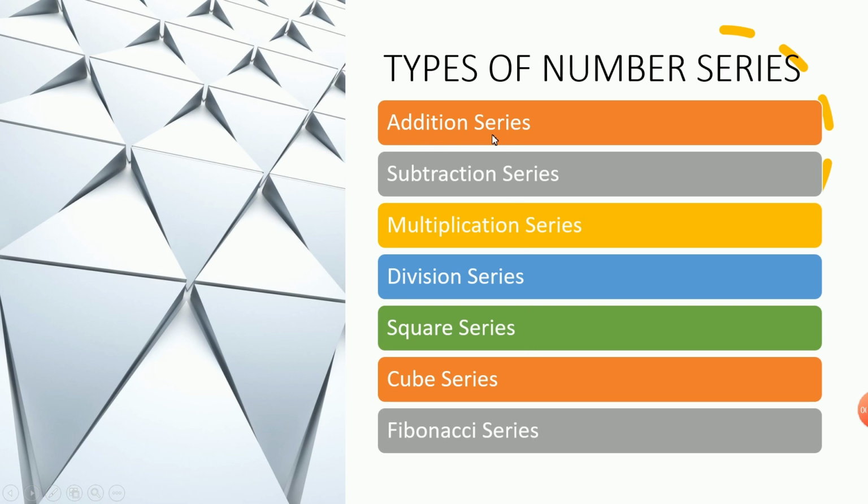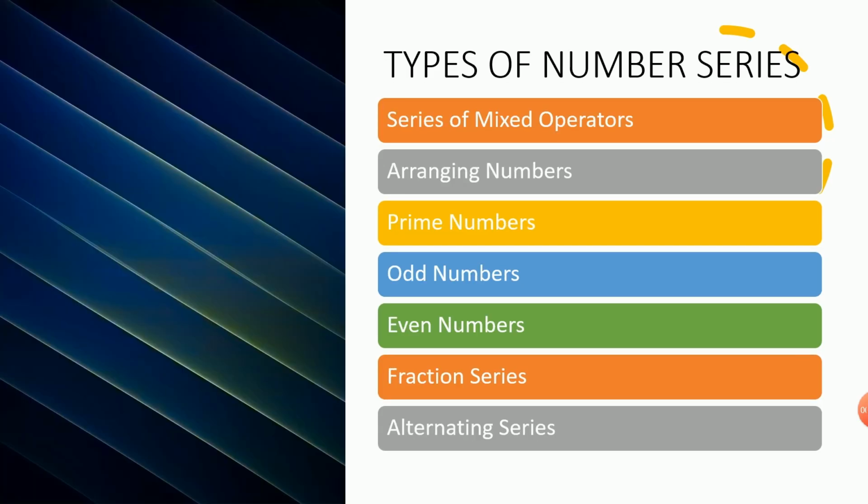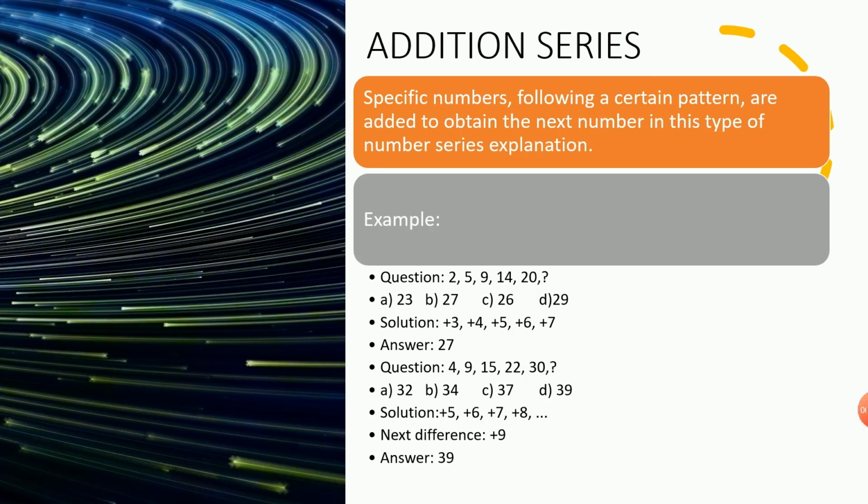First one is addition series, next is subtraction, third multiplication, fourth division, fifth square, sixth cube, and seventh the Fibonacci series. As we go over the slides, we will see what is what. The next 7 series we will discuss tomorrow, so I don't want to repeat them now. So first one, addition series.